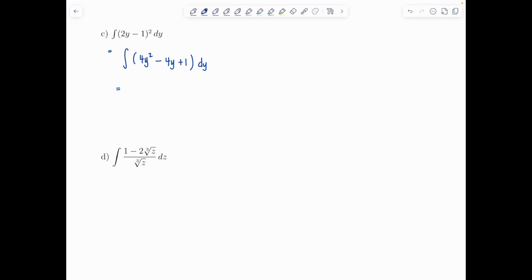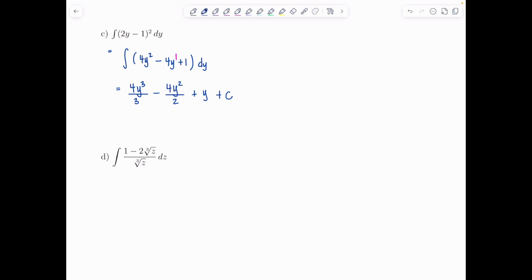So you add 1 to the exponent on the variable, divide by the new exponent. The 4 just comes along for the ride. Minus, now this is 4y to the first. So you just leave that first 4 there. Add 1 to the exponent, divide by the new exponent. Plus, when you have a constant and you're taking the antiderivative, you just slap the variable of the function on it. So this is all y's, right? We have a function of y. So antiderivative of 1 is 1y, just y, plus c.